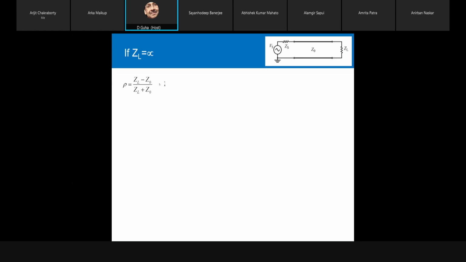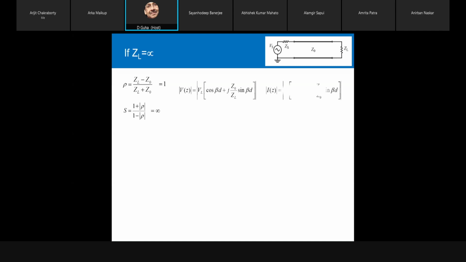Fine. You put the value ZL infinity. Again, you are facing a similar situation. That means it may be shorted, it may be open. The ultimate effect will be the same, that is reflection coefficient is high, it is 1. The huge reflection and standing wave ratio is infinity, the highest value.